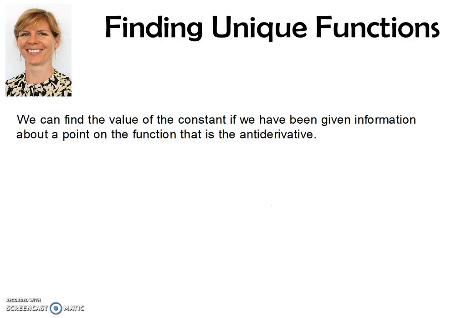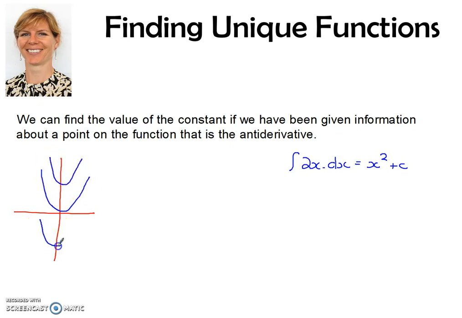In terms of finding these unique functions, I mentioned that we can find the value of the constant if we've been given information about a point on the function that is the antiderivative. For example, we had our integral of 2x dx, and we know that that's x squared plus c. So the antiderivative, on our Cartesian plane, could be just x squared, like that. It could be x squared plus something. It could be x squared take something. We don't know unless we're given a point.